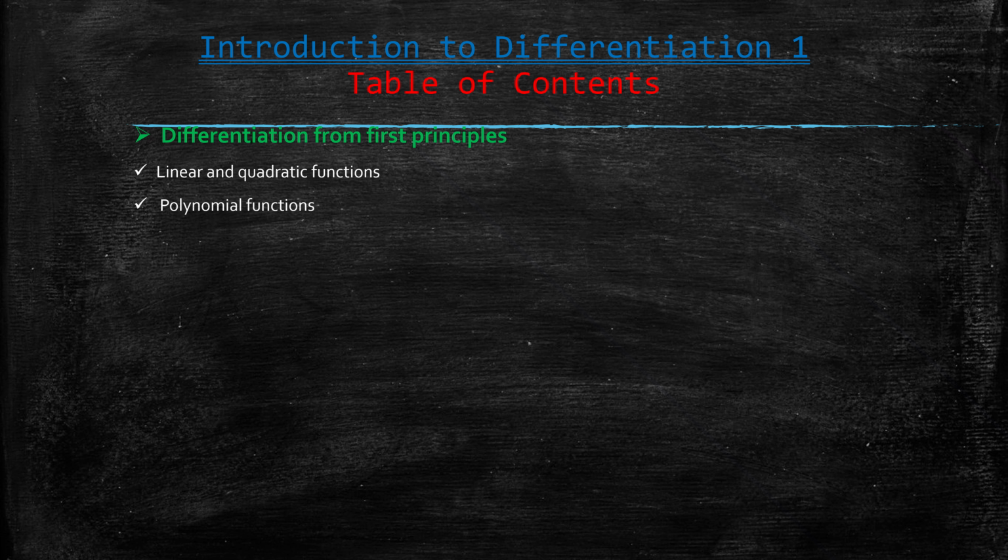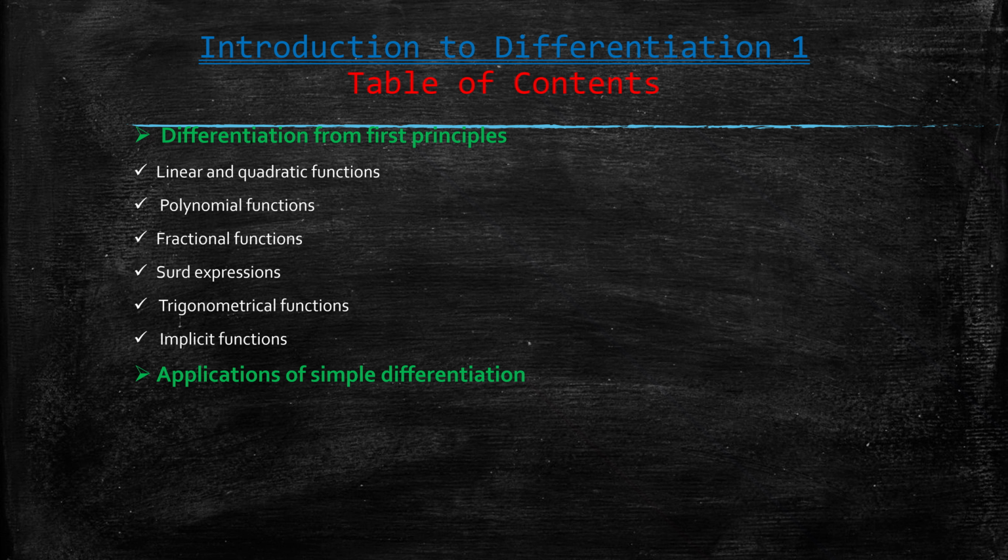We are also going to talk about the polynomial functions. After covering the polynomial functions, we are going to talk about the fractional functions. Later on, we are going to cover the surd expressions, how to express numbers in surds, and how to differentiate when we are given such functions. As well, from there, we are going to talk about the trigonometrical functions, and after we have covered those, we are going to know how to deal with the implicit functions. From there, we are going to see how differentiation is applicable in real life today.